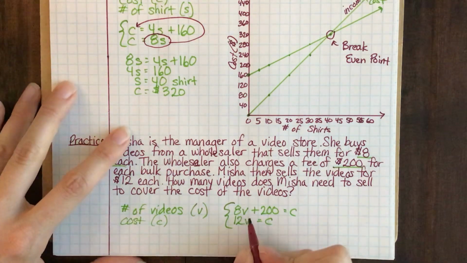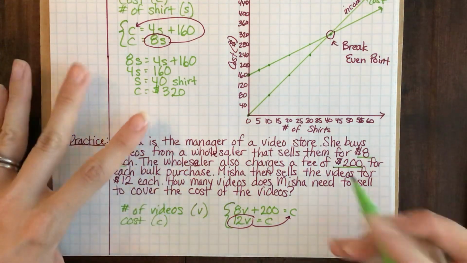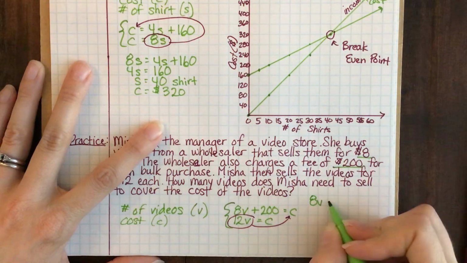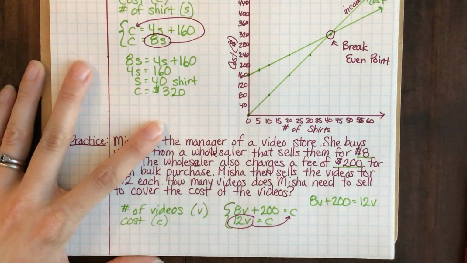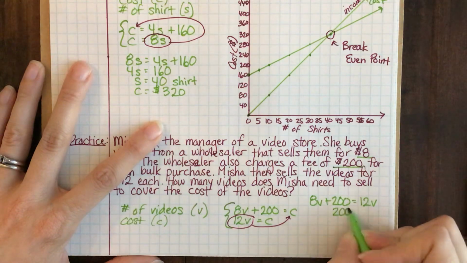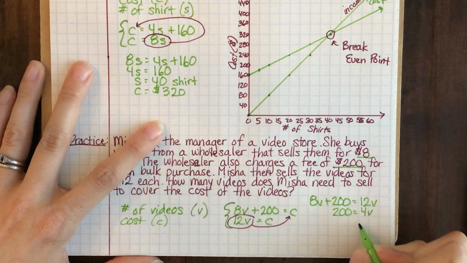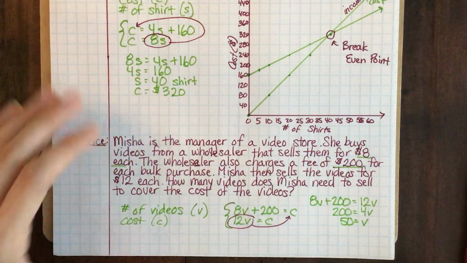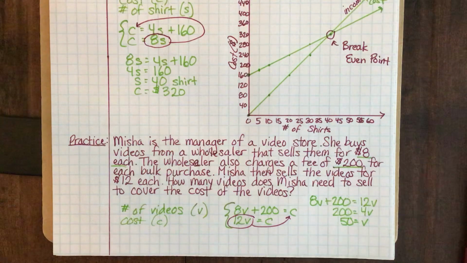I'm going to take what I know C to be and plug it in here for C. So this will be 8V plus 200 is equal to 12V. Then I'm going to go ahead and solve. I'm going to subtract 8V from both sides. And I'm going to get 4V. Divide both sides by 4, and I get that 50 is equal to V. So what that means is that Misha needs to sell 50 videos to cover the cost of the videos.